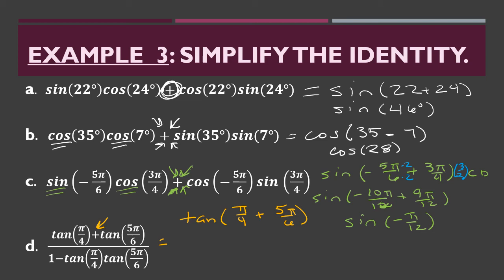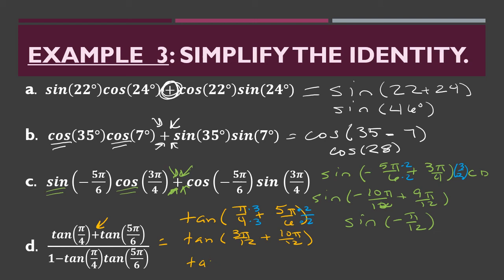I need to find a common denominator. Again, that common denominator is 12. So in order to turn 4 into 12, you're going to multiply by 3. And in order to turn 6 into 12, we're going to multiply by 2 over 2. So if I continue on with my simplification, I get the tangent of 3 pi over 12 plus 10 pi over 12.